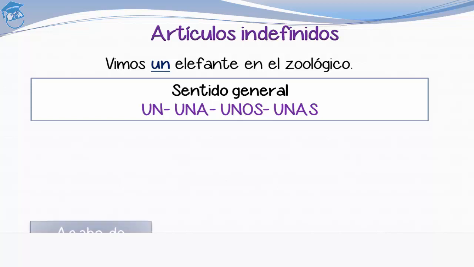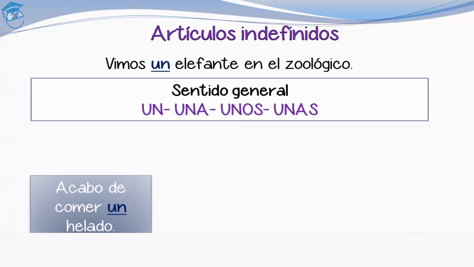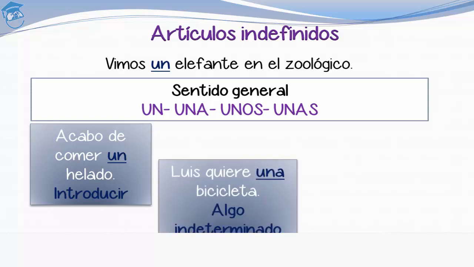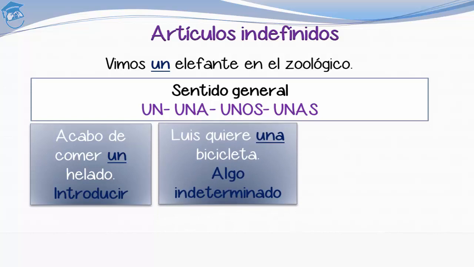For example, acabo de comer un helado. I just ate an ice cream. If you want to introduce a new element, a new object, a new person in your speech, you will use the indefinite article. You will use this one. Acabo de comer un helado. Luis quiere una bicicleta. Luis wants a bike. Just to talk about something that is not determined. Just an object. He wants a bike.